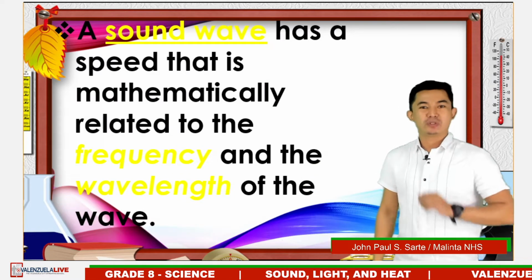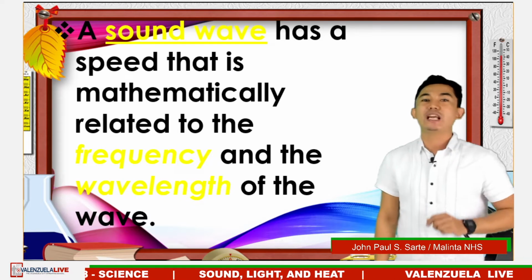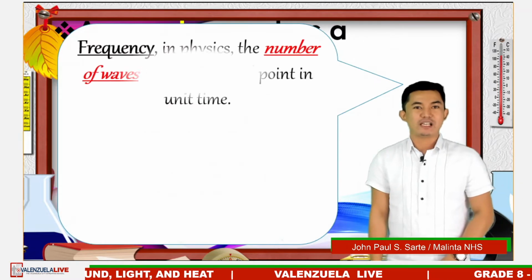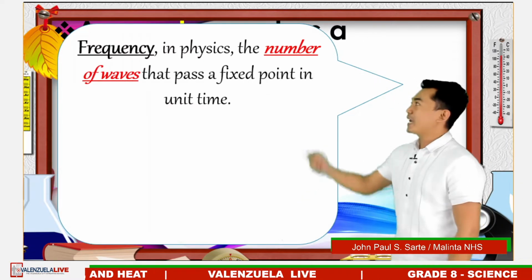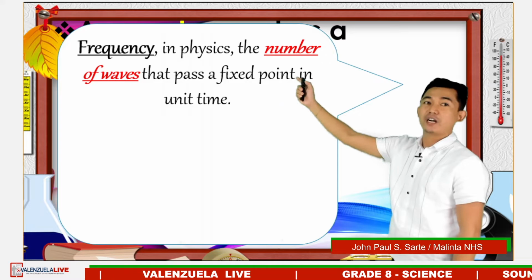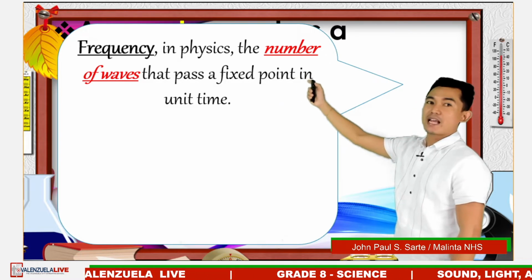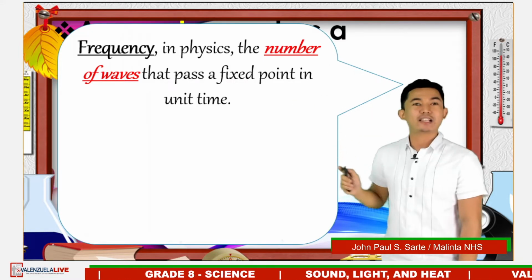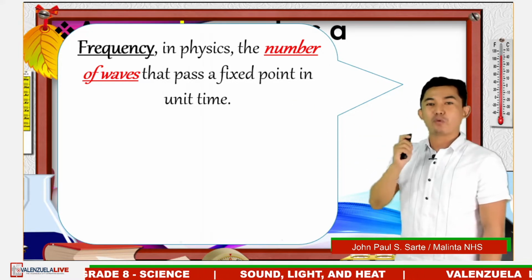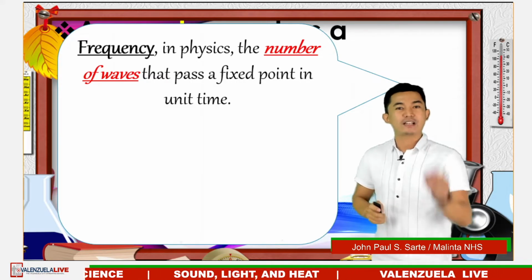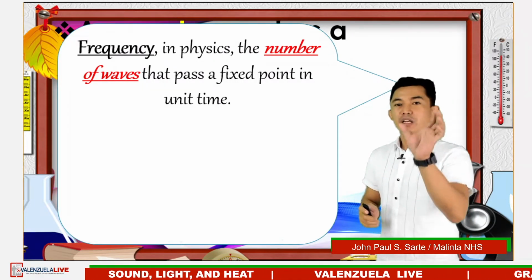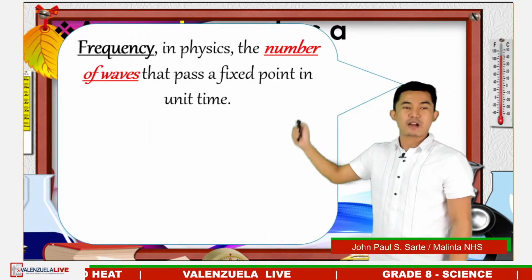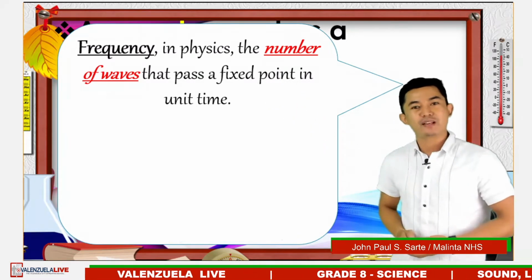And for you to understand about frequency and wavelength, let us first discuss the meaning of frequency. The meaning of frequency here in physics is the number of waves that pass a fixed point in unit time. So I highlighted the words number of waves. Do not forget those words for frequency, which is number of waves. Okay? Sir, how about wavelength?